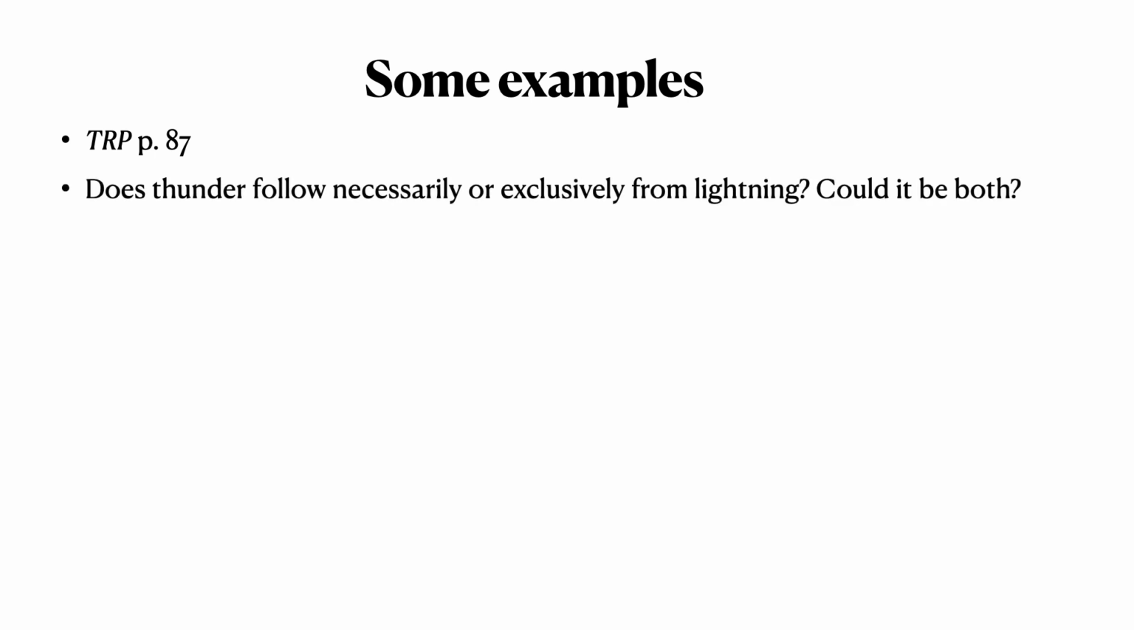What do we think about this? Does thunder follow necessarily or exclusively from lightning? Could it be both? Well, indeed it is both, right? Thunder follows necessarily from lightning because every time that you have lightning, you have thunder. Thunder also follows exclusively from lightning because every time that you have thunder, you must have had lightning, right? So it can indeed be both.